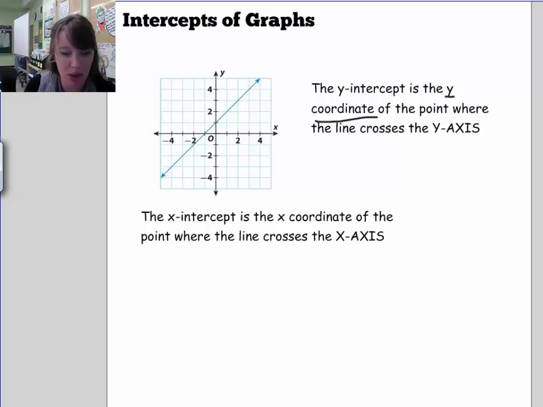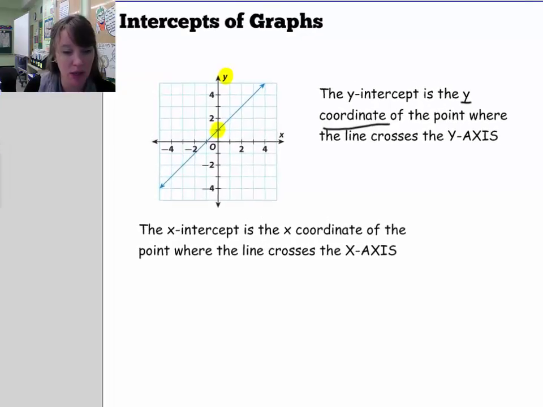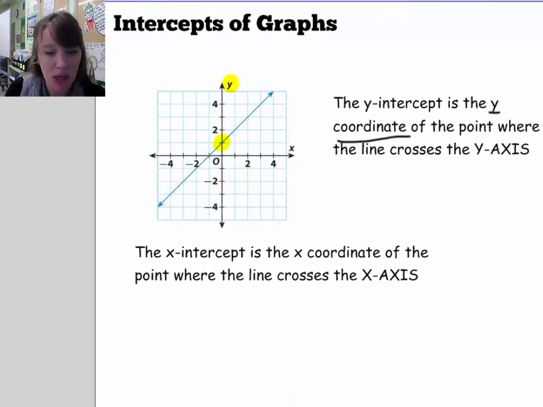So let's pick this out here. First of all, this is the y-axis, and the point where this line is crossing the y-axis is right here. Let's think about this point. This point has 0 as an x-coordinate, because from the origin it doesn't go anywhere left or right, and then it has 1 as a y-coordinate. Let me rewrite this here. So the xy coordinates are (0, 1).